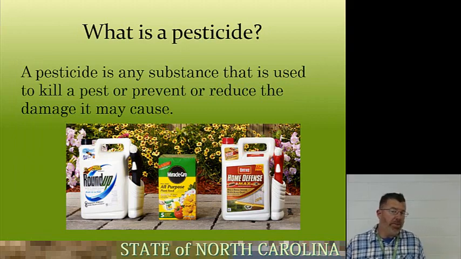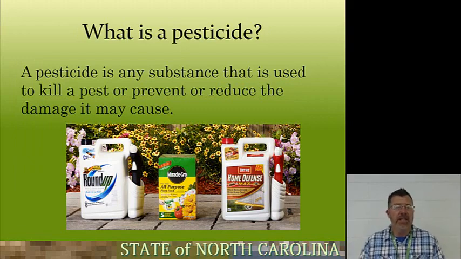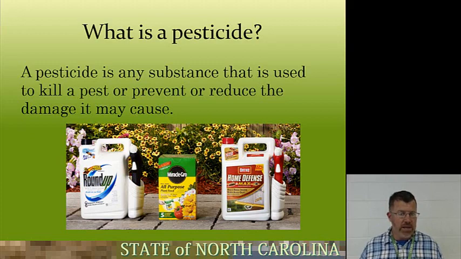So we know kind of what a pest is now. So what is a pesticide? It is any substance that is used to kill a pest or prevent or reduce the damage that it may cause. And here we see three examples that I'm sure we've all seen in a big box store. Roundup, a non-selective herbicide. If you spray Roundup on any living plant, whether it be an ornamental shrub, tree, or grass, you're either going to kill it or cause extreme damage to it. Miracle-Gro, a fertilizer, an all-purpose plant food.